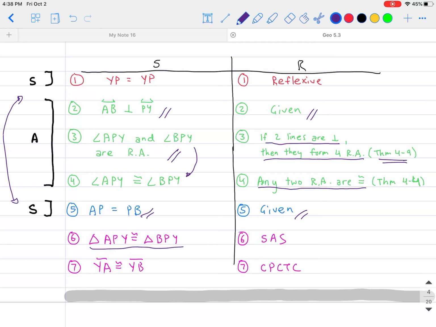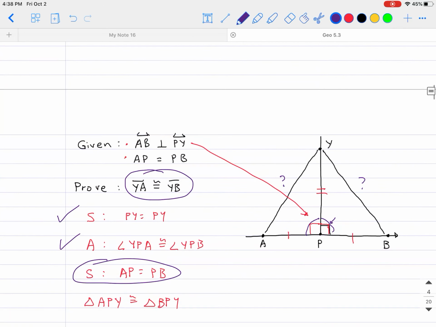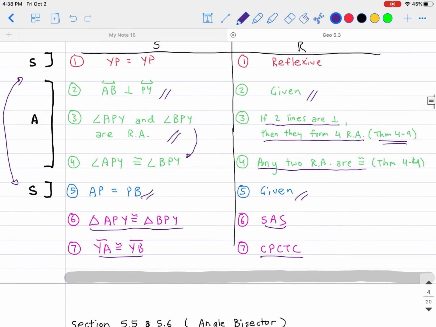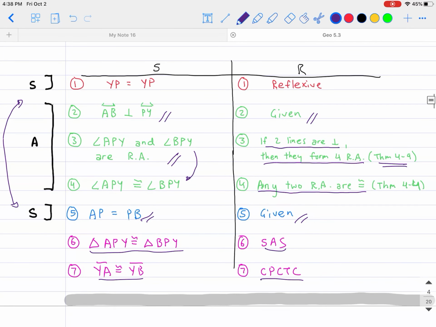So finally, we have SAS on the side, as you can see. So triangle APY is congruent to BPY by SAS. And so now we can say that the corresponding parts, which will be the hypotenuse of those two right triangles, are going to be congruent to each other. YA is equal to YB because of CPCTC.